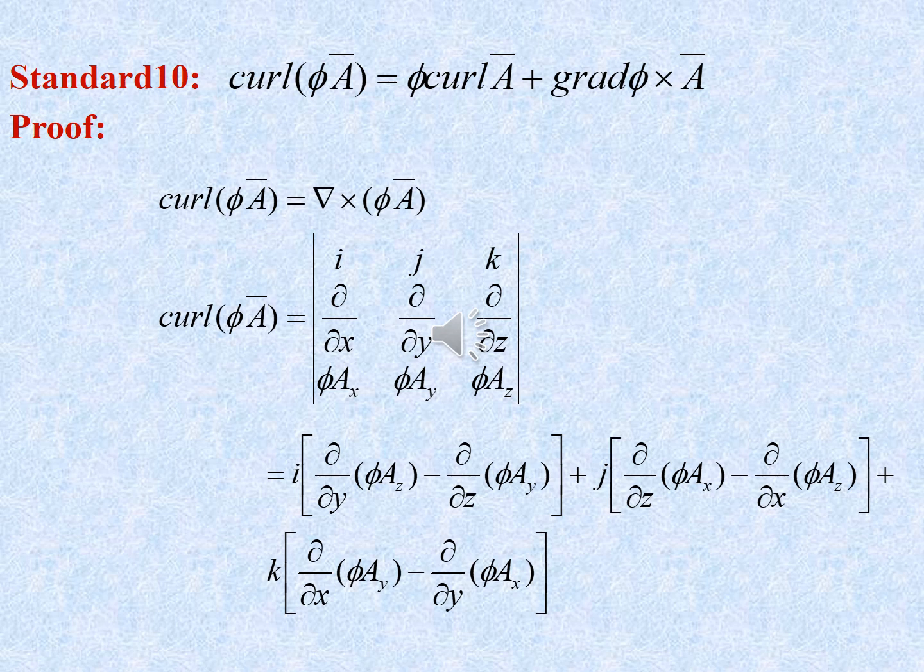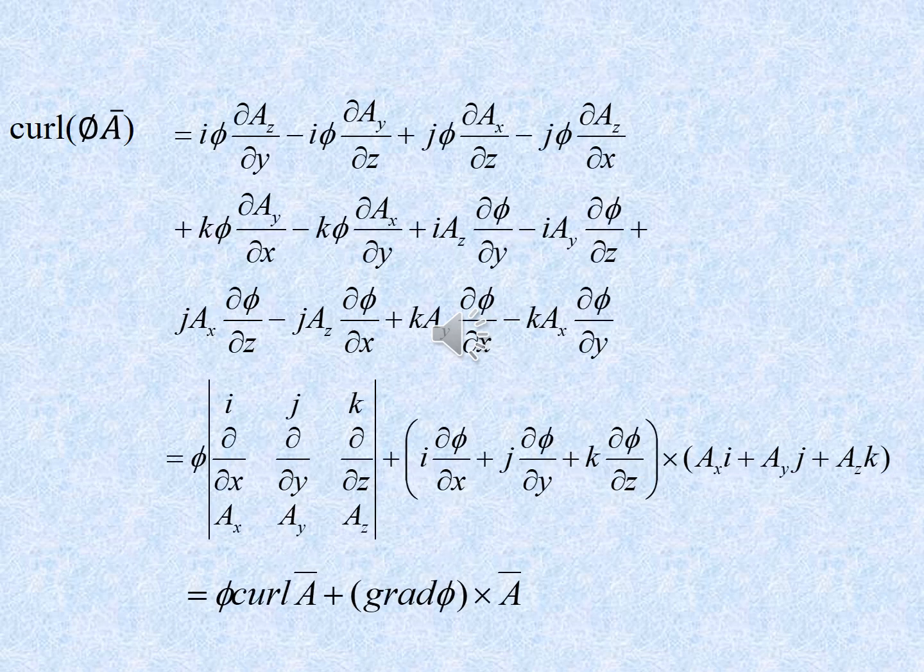I am substituting the values. After that we are taking the determinant value. After that I am rearranging the i values, j values, and k values. So I am getting this equation. Curl of phi a bar is equal to phi times the matrix i, j, k; del by del x, del by del y, del by del z; ax, ay, az, plus i del phi by del x plus j del phi by del y plus k del phi by del z, cross ax i plus ay j plus az k.